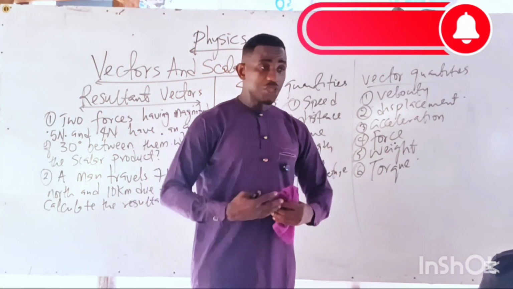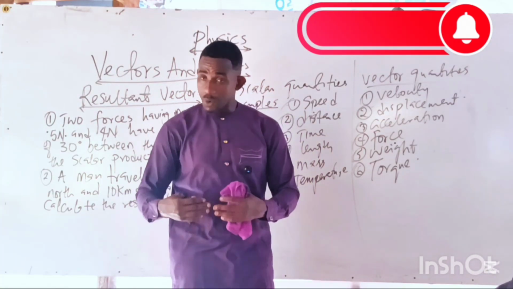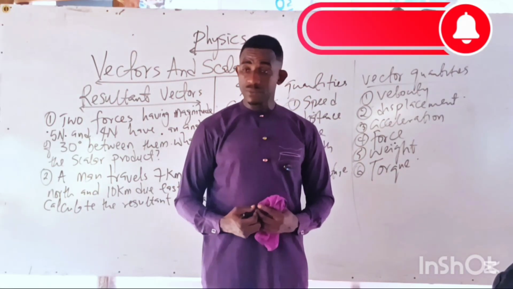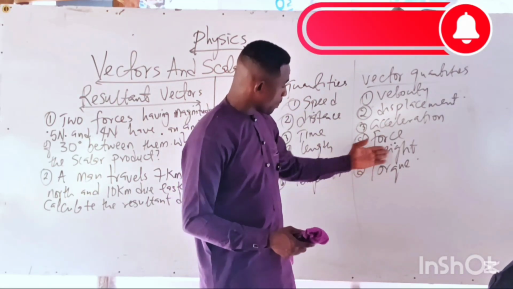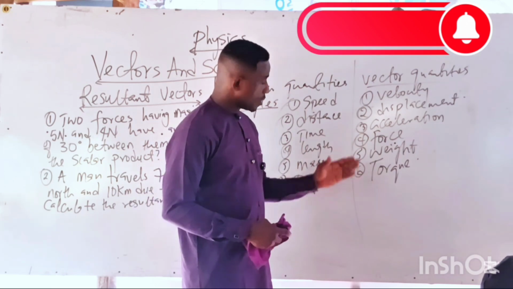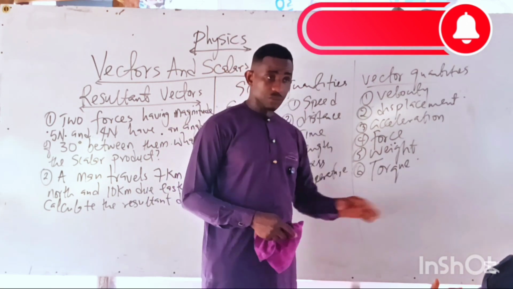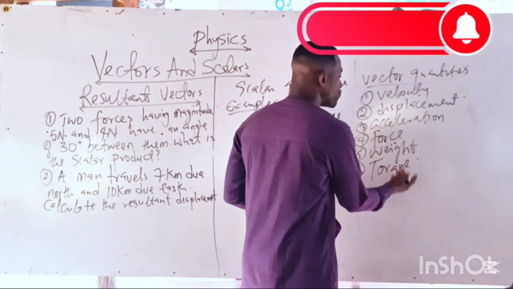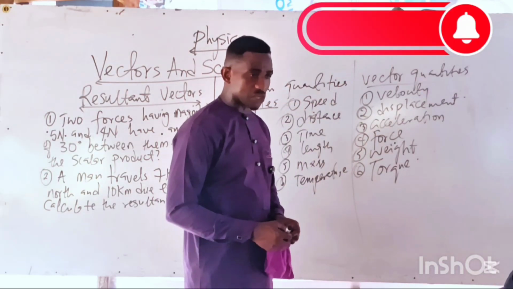Then weight is equal to mass times acceleration due to gravity. Do you know that the weight of a body is equal to the force of gravity? The force of gravity, that is the weight of a body. So weight is equal to mass times acceleration due to gravity. Torque is force times radius. So force has direction. Radius does not have direction.